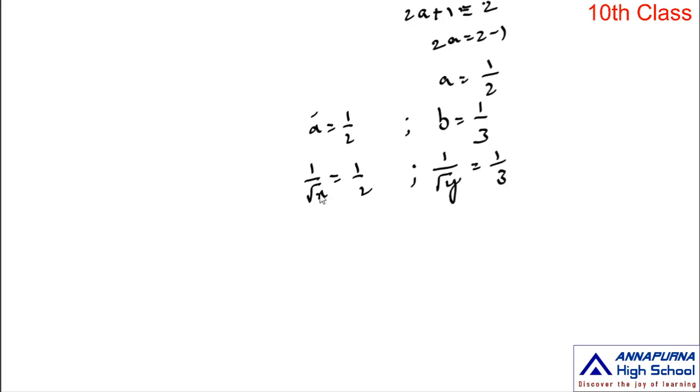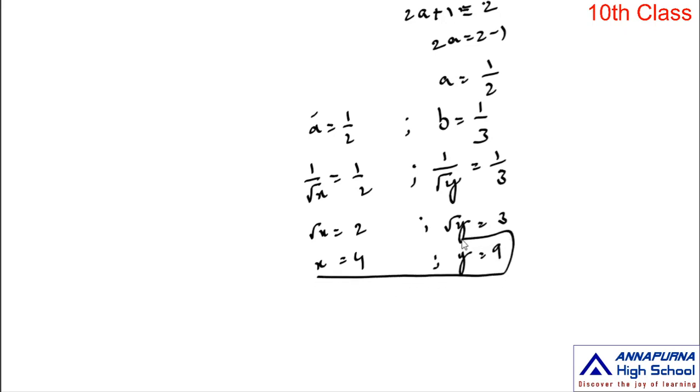Okay, now write down the reciprocals of the two terms, means write the reciprocals of the two sides. 1 by root x reciprocal is root x and 1 by 2 reciprocal is 2. Same, the reciprocal of 1 by root y is root y and 1 by 3 is 3. Now square both sides. So root x whole square is equal to x, 2 square is equal to 4. So root y whole square is equal to y, 3 square, 9. So the required solution is x is equal to 4 and y is equal to 9.